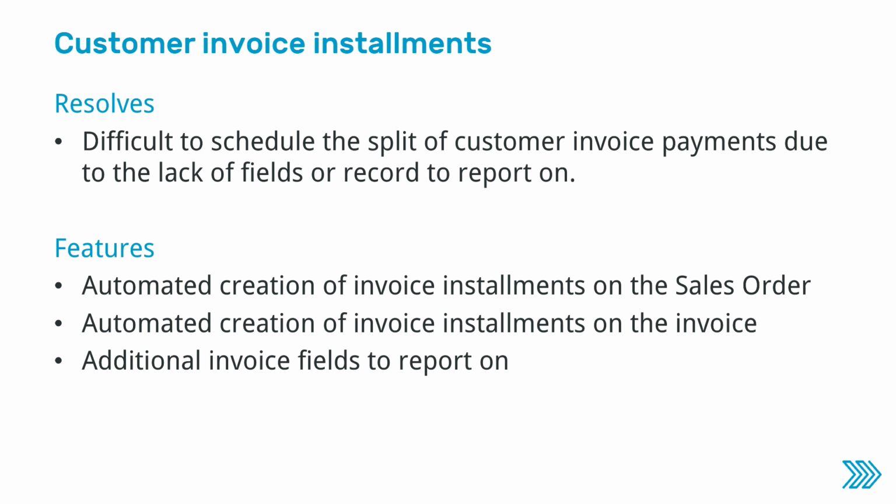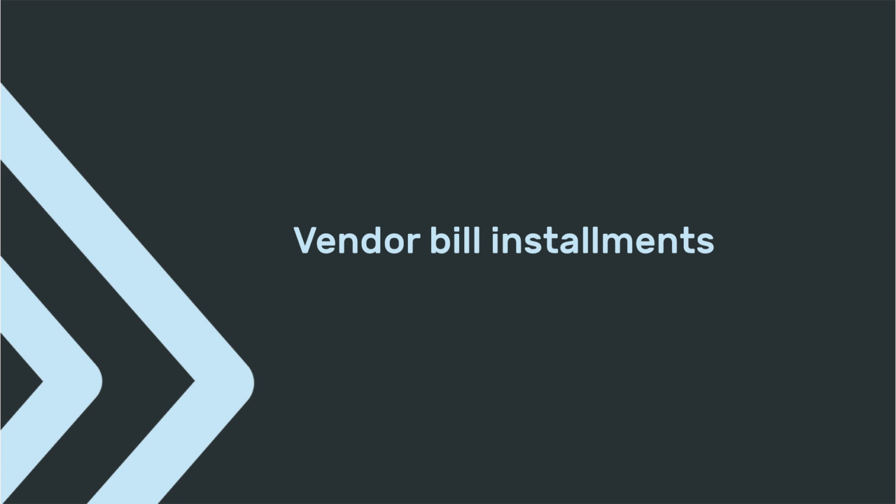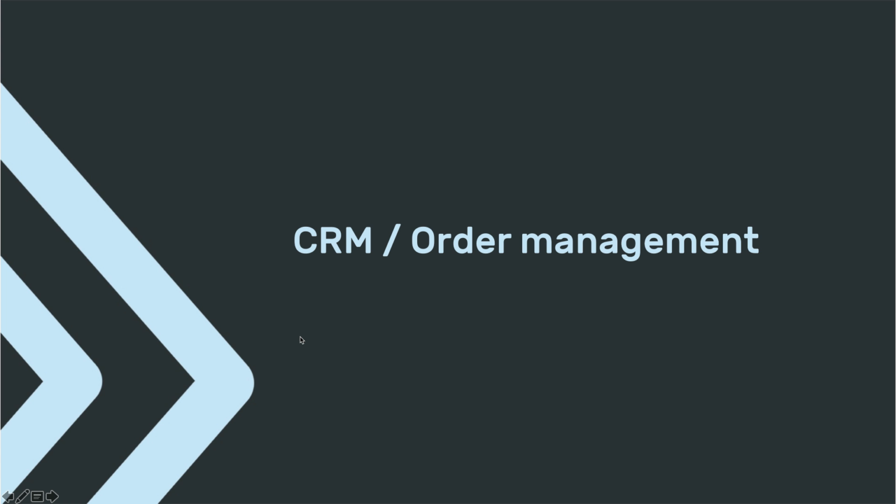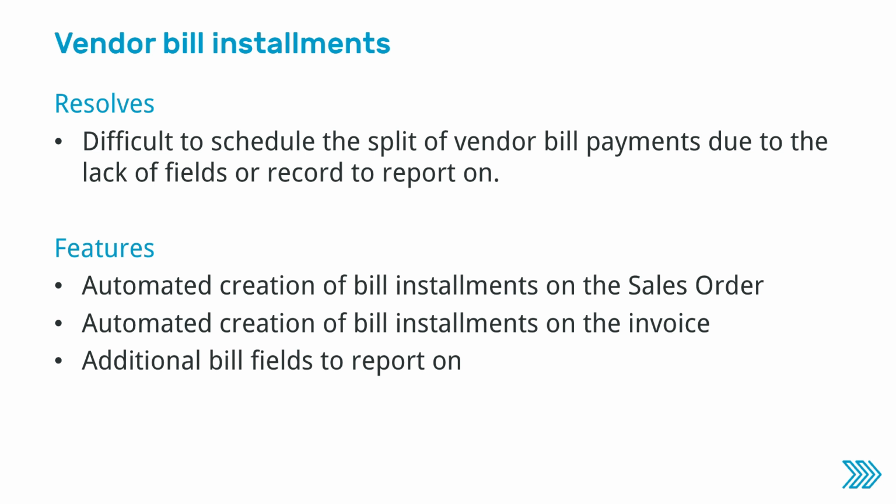Okay, now we can speak about the vendor bill installments. So the logic is exactly the same. Before, it was not possible to split a vendor bill into different payments. Today this is possible, to automate the creation of bill installments on your purchase order, not the sales order, and then it also automatically creates the installments on the vendor bill.